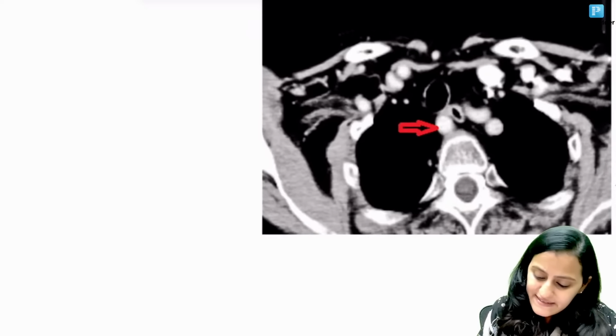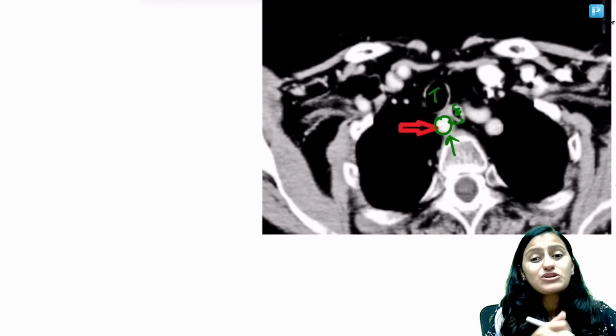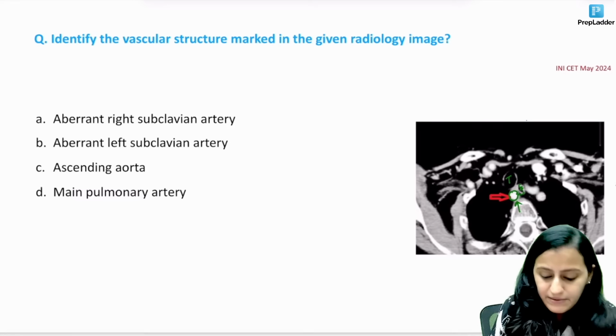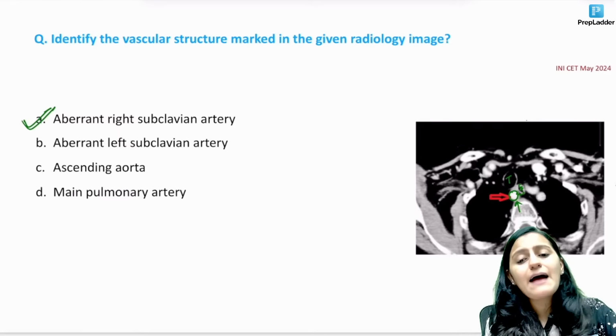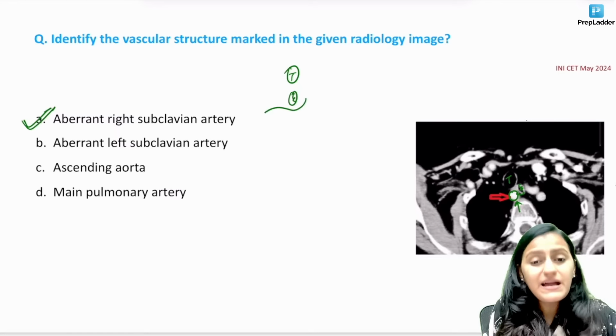So look at the vessel here. It is in front of the vertebra. This is trachea, esophagus. Esophagus ke piche se ja rahi hai. It is on the right side, right? Remember, this is going to be ARSA, aberrant right subclavian artery. So you have trachea, esophagus, behind that it goes.